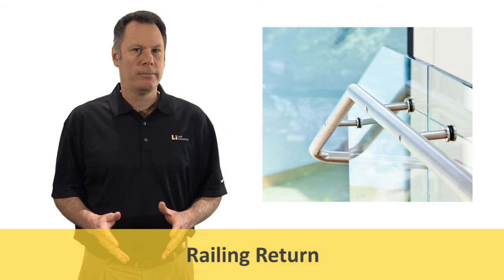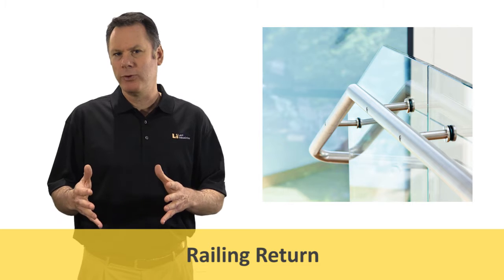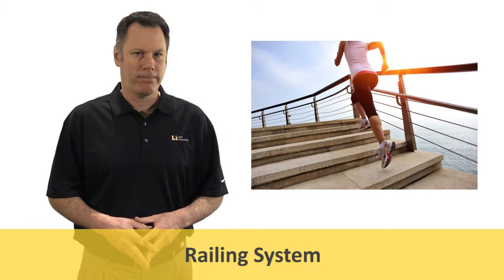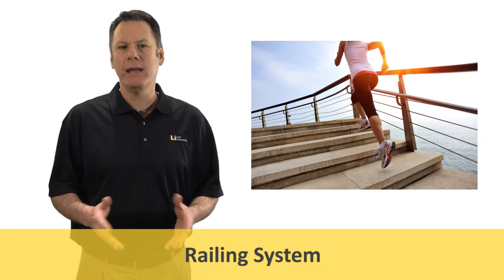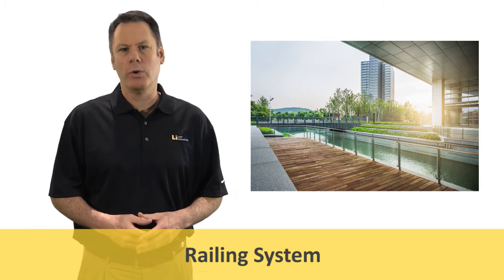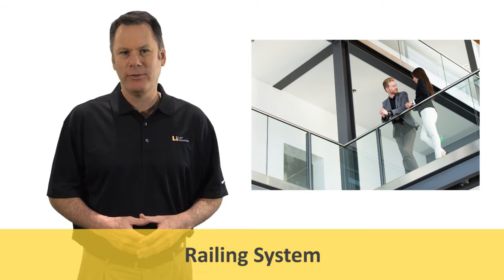Railing return. A bend at the end of a handrail, turning toward the wall or post to which the handrail is attached. Railing system. A framework of horizontal, inclined, vertical, and infill members, including panels and grillwork, for protection of building occupants against fall or injury, and for offering safety and convenience in their movement.